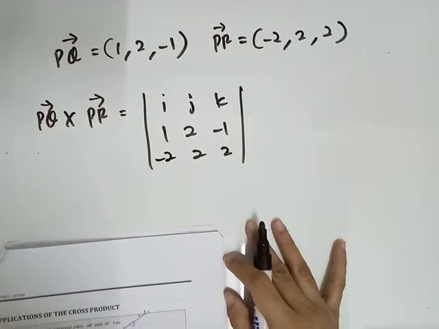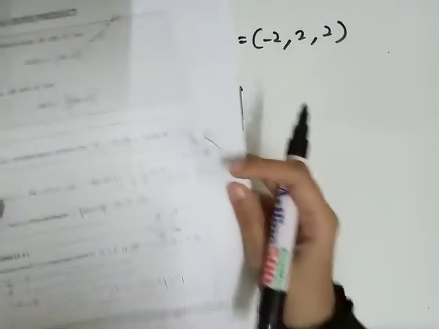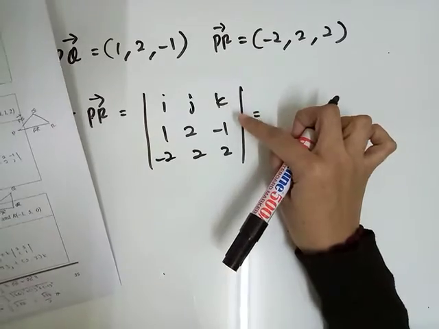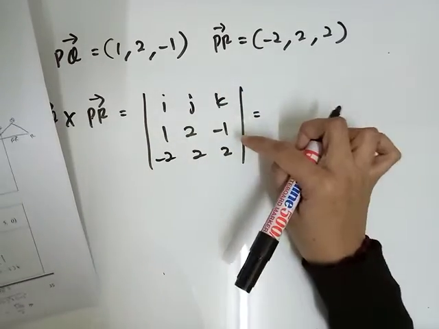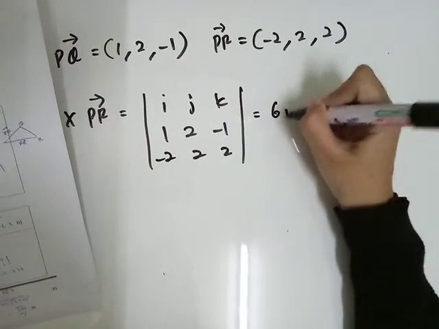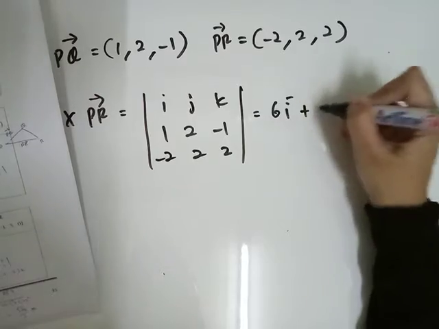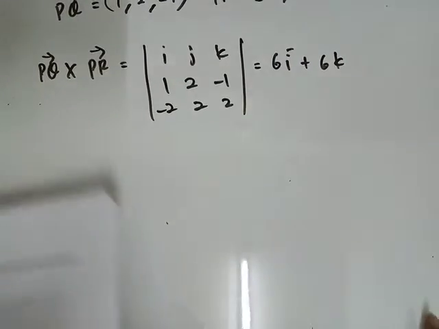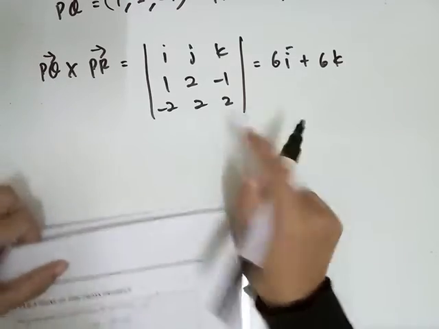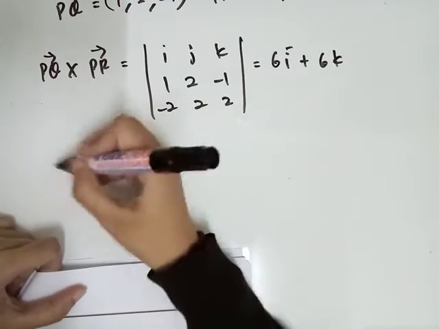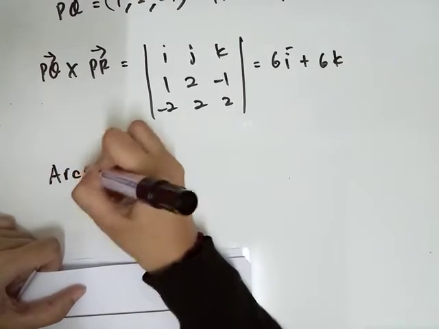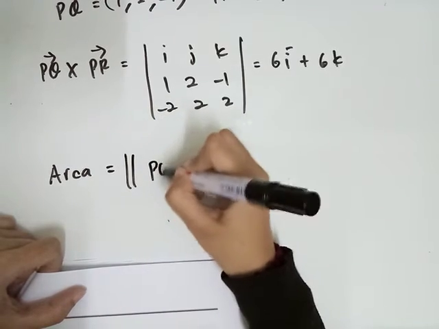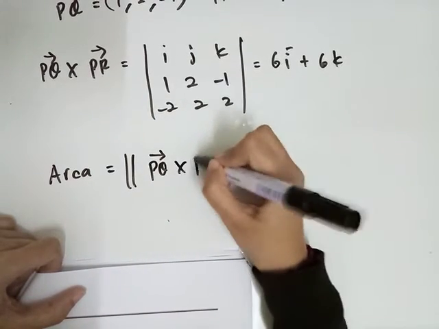Okay. And then, dalam tu dia dah bagi solution dia. By using determinant, okay, cross product using determinant. Okay, awak akan dapat jawapan dia 6I plus 6K. So, after using cross product, barulah awak cari dia punya area. Cari area parallelogram dia is the length of PQ cross PR.